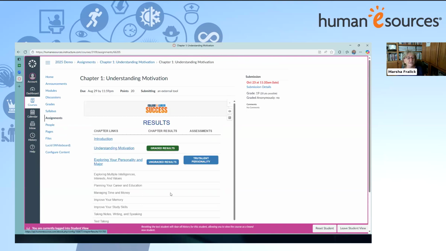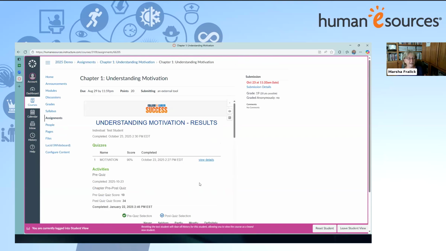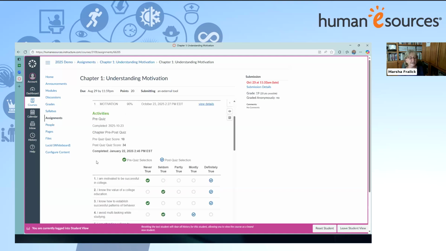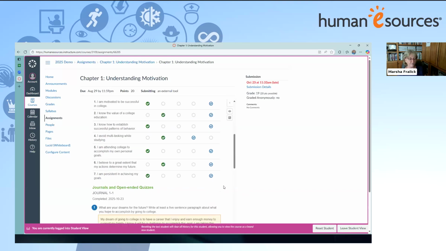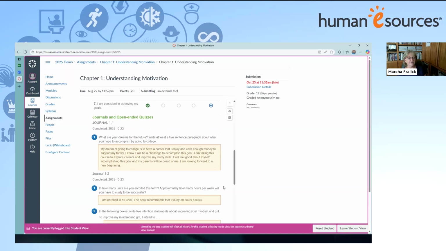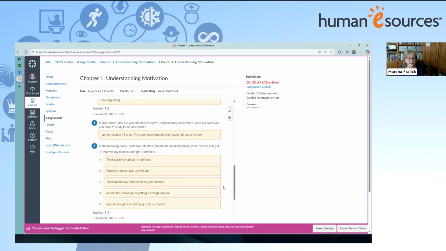So here are the graded results for that chapter. This is what I can see online. I'll show you the faculty point of view. So when I'm looking at the student work online, I can see that they earned a 90% on the quizzes. I can see that they completed all the activities in the chapter. And then here's a comparison of the pre and post quiz. So the pre-quiz on the student learning outcomes are the green ones, and the post the blue. So you can see in a visual way how much you've learned in the chapter. And then you can see all the journal entries.